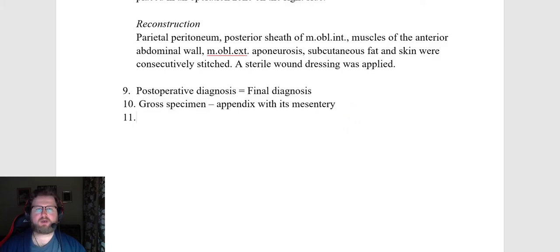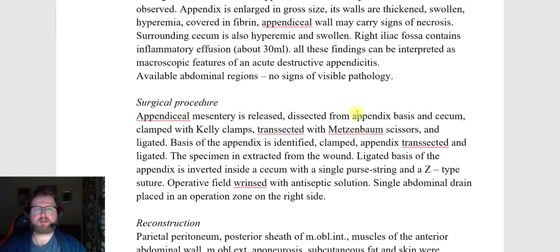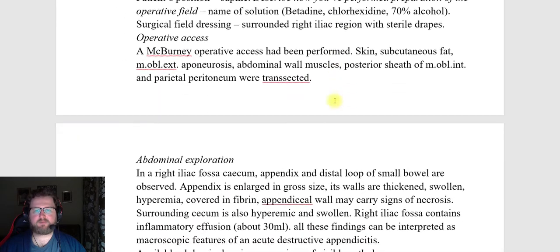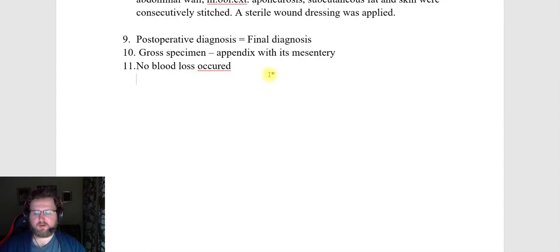And finally, we can point out here that no blood loss occurred. We didn't have to perform hemotransfusions because we didn't lose that amount of blood which requires hemotransfusion. So that's it for the operational protocol. That's where it ends. It always ends with primary surgeon's signature.